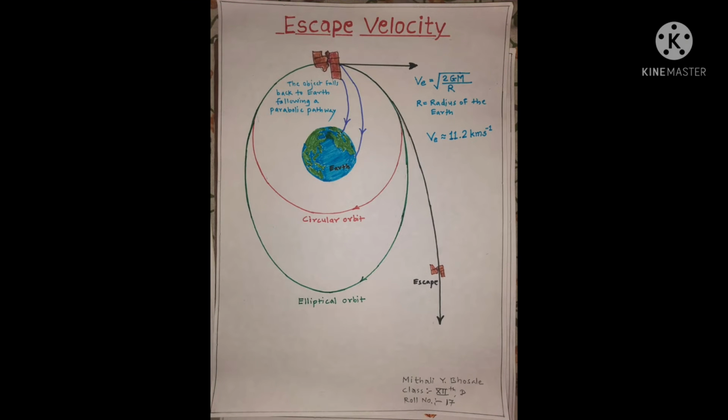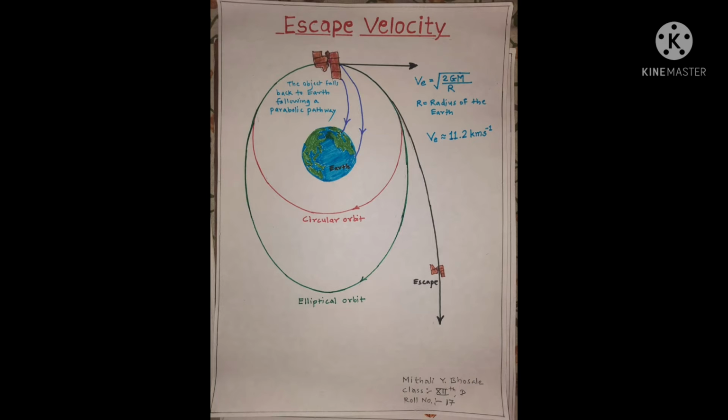Escape velocity: the minimum velocity with which a body must be projected vertically upwards in order that it may just escape the gravitational field of the Earth is called escape velocity. A body is projected from the surface of the Earth with speed Ve, and the binding energy of the particle on the surface, kept at rest, is GMm/R.